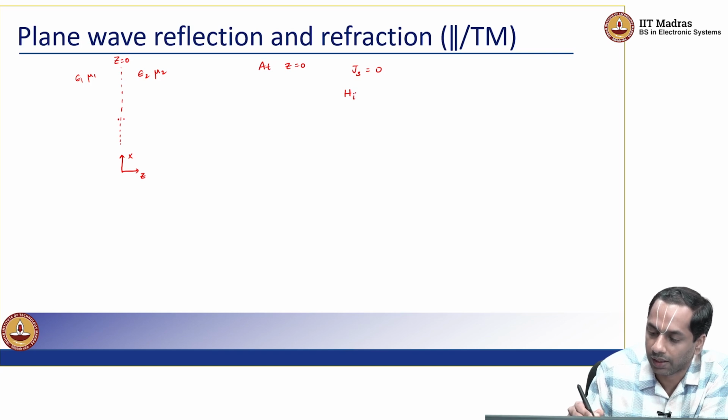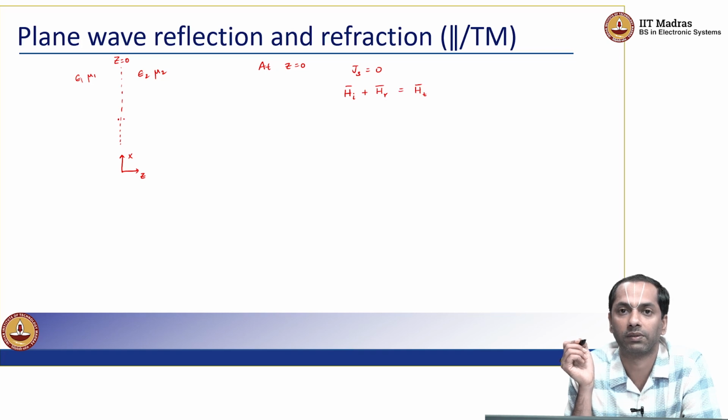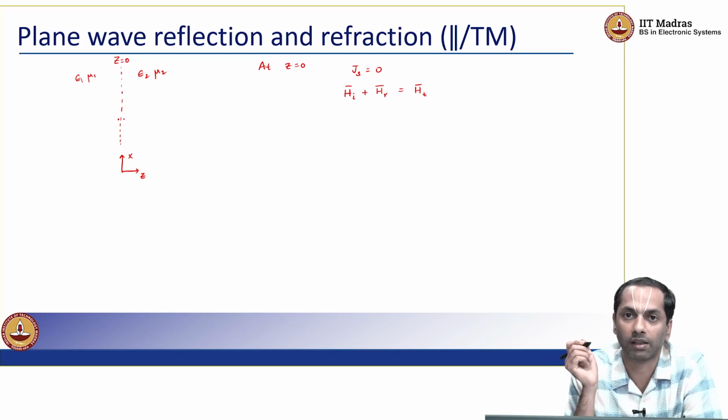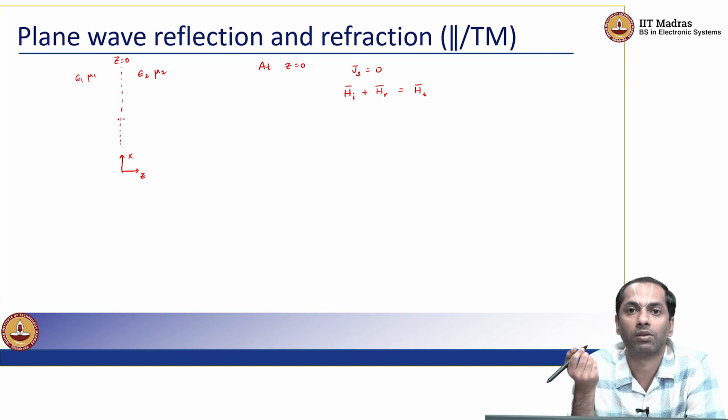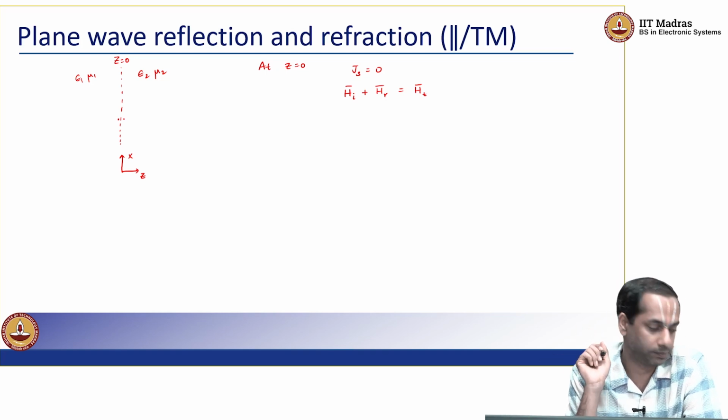So we are going to say that Hi plus Hr is equal to Ht. Okay. So since there are no surface currents, the parallel component of the H field, since all of the magnetic field is parallel to the plane, we can just say the entire vector. So the entire magnetic field vector on the left side of the boundary and the entire magnetic field vector on the right side of the boundary has to be the same.